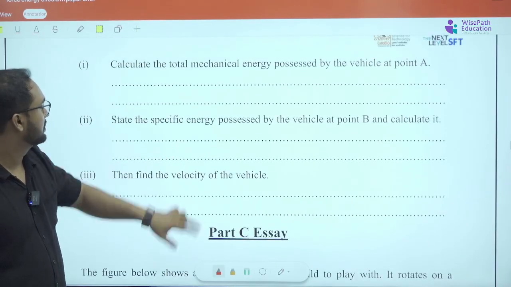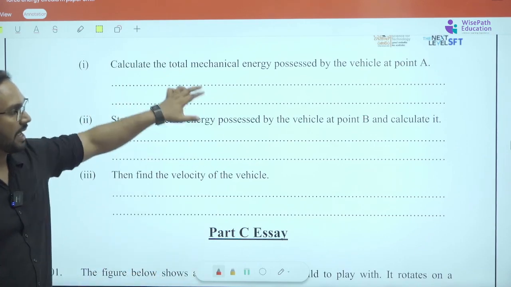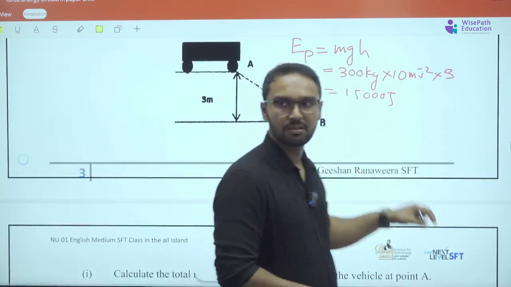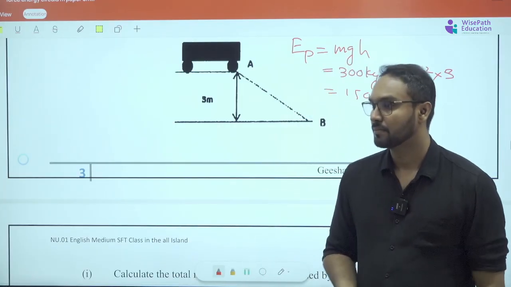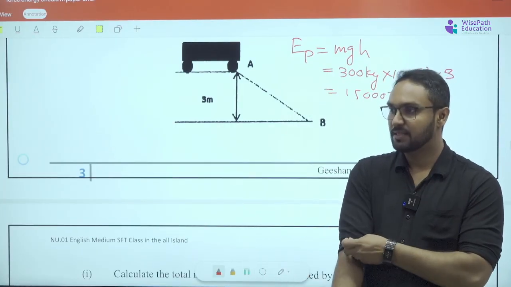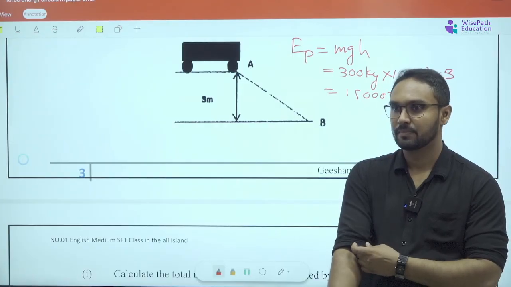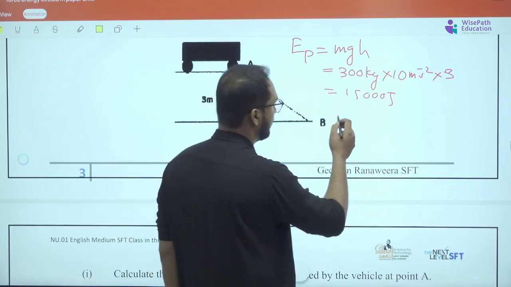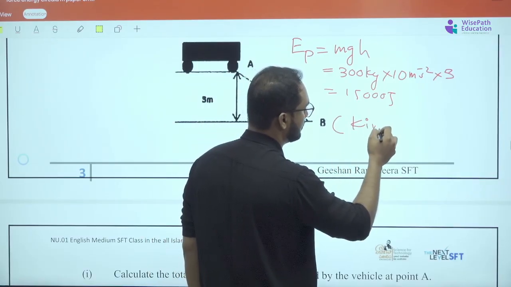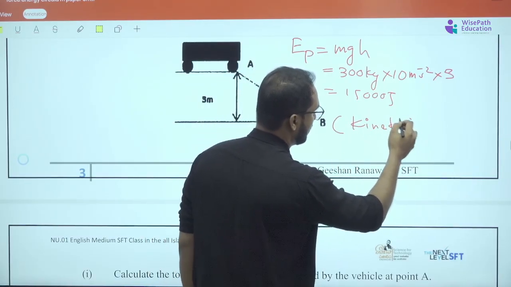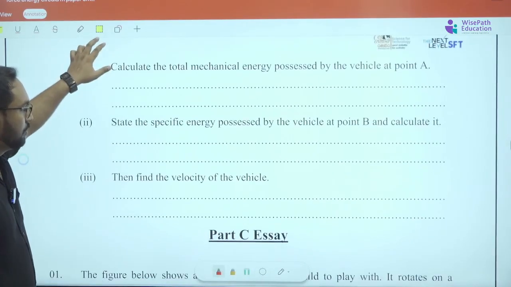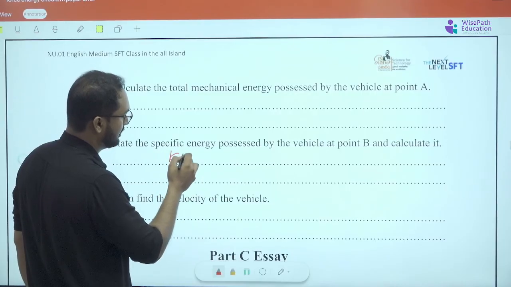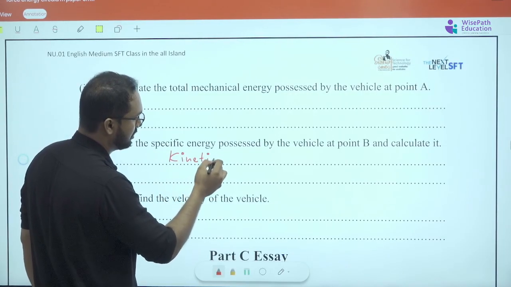So question number 2: state the specific energy possessed by the vehicle at point B and calculate it. What is the specific energy? That's the kinetic energy, right? It's a kinetic energy. And how much is the energy now? It's the kinetic energy.